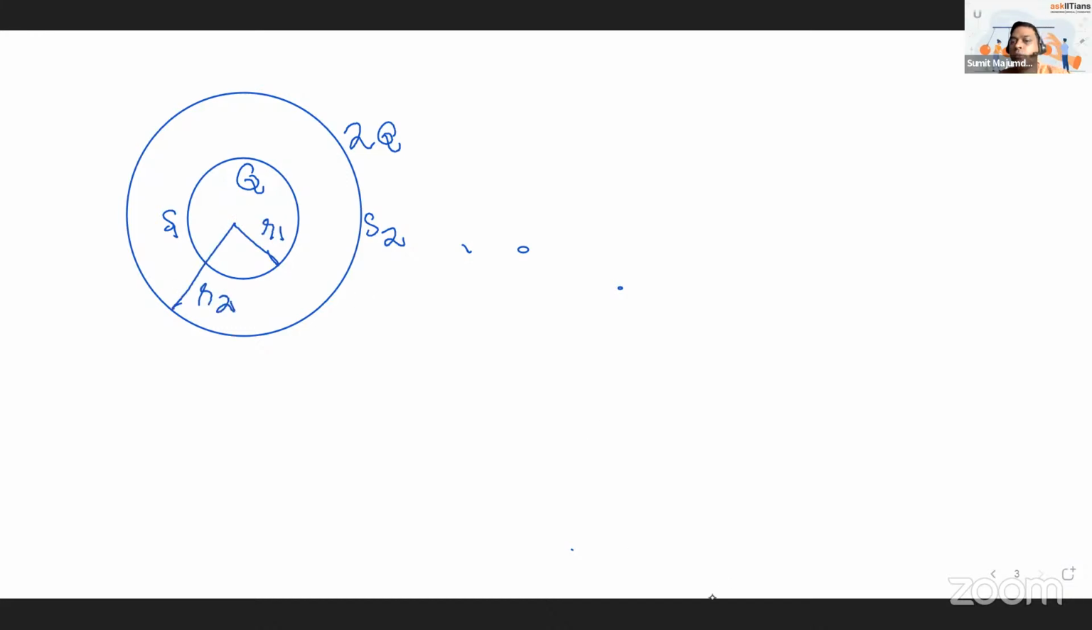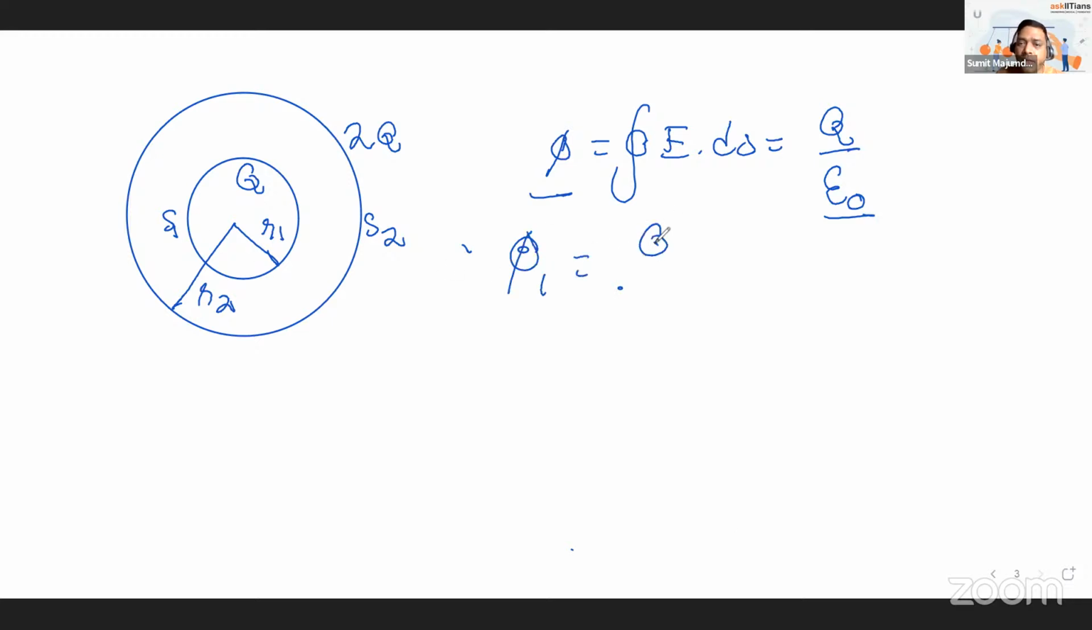Okay. Now let's talk about the flux. We know that flux, which we have already discussed in the previous question, is the integration of E dot ds, which is effectively equal to Q by epsilon naught. That is, the charge enclosed divided by epsilon naught. If we talk about the flux from the inner shell, phi 1, there is only a charge Q enclosed. So it becomes Q by epsilon naught.